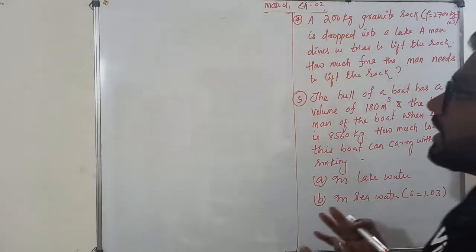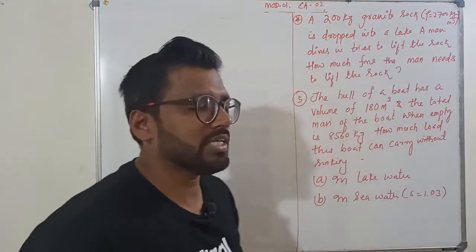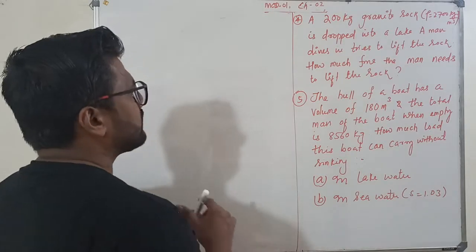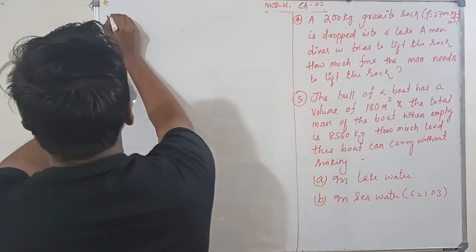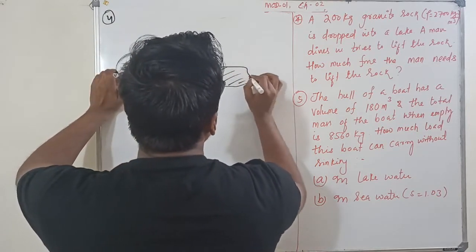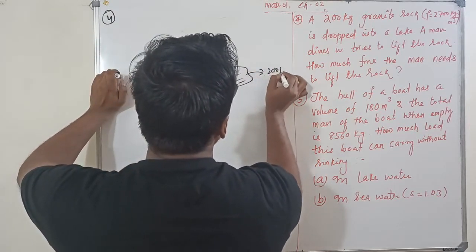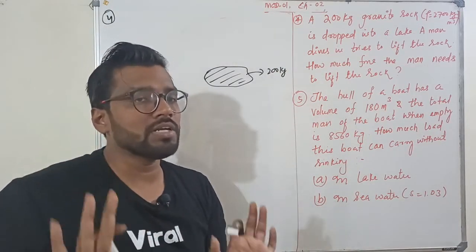Let us analyze a little tricky but interesting question. Okay, easy, don't worry. A 200 kg granite rock. So you have a big rock. What is the weight of this rock? Sir, the weight of this rock is 200 kg in air.